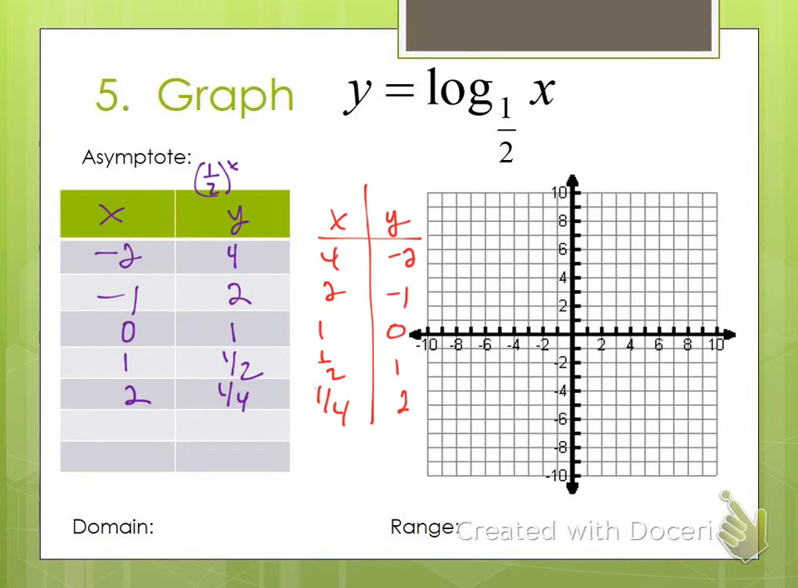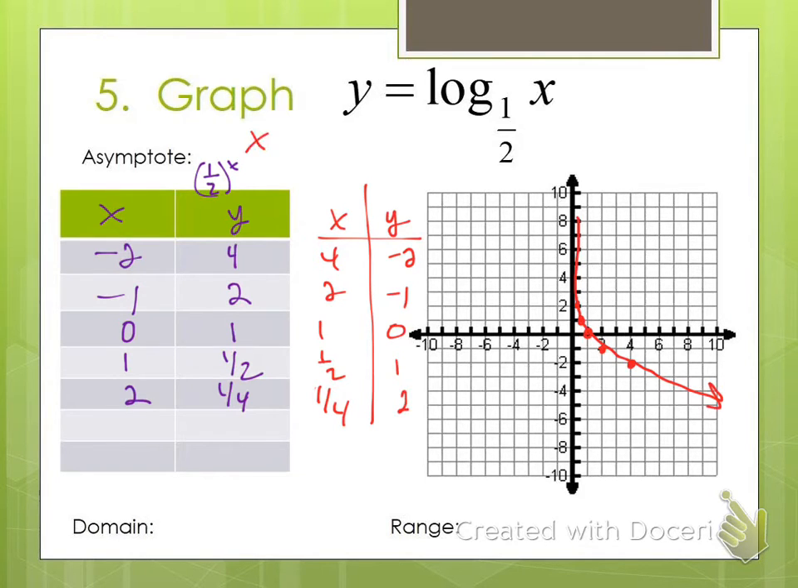And we want to plot those points. So 4, -2; 2, -1; 1, 0; 1/2, 1; 1/4, 2. And so you can kind of see that it's still not going to want to cross the vertical line of x equals 0, but it does kind of flip around and, I don't know how you want to look at it, but kind of ski down, sort of, right? Just flipped over from the previous log functions.